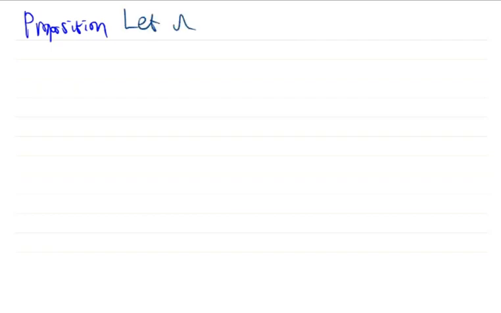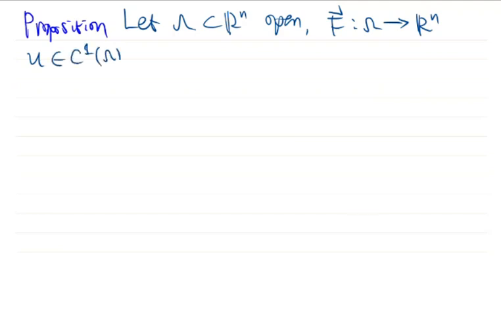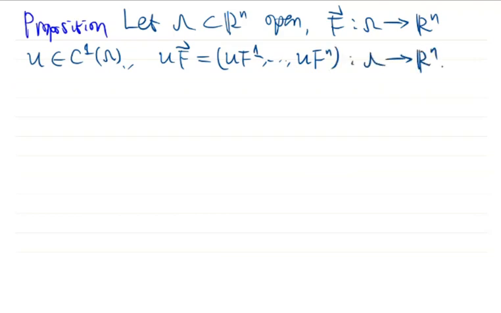Let omega be open in Rn, and F is a vector valued function, or vector field, defined over omega, and u is a continuously differentiable function defined on omega. Then u multiplying F is a new vector field generated from the given vector field capital F and the given function u. The components of this vector field uF are uF1, ..., uFn, right? This is a new vector field defined also on omega to Rn.